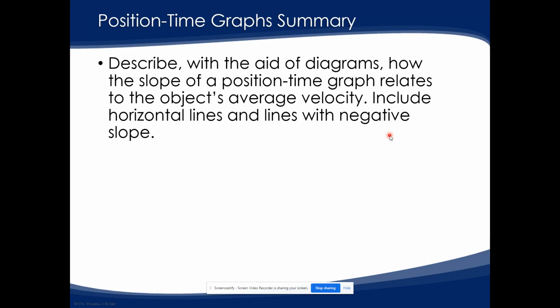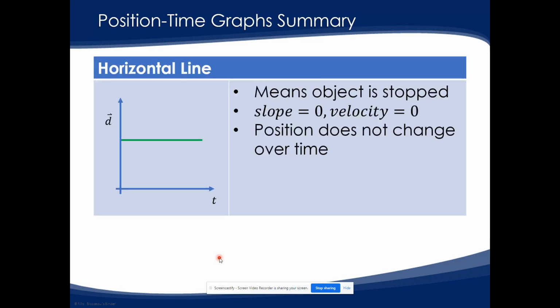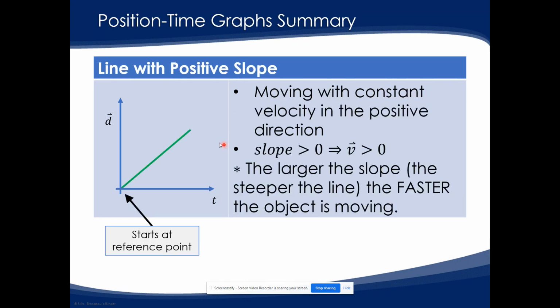So describe, using diagrams, how the slope of a position time graph relates to the object's average velocity. Include horizontal lines and lines with negative slope. So a horizontal line means that the object is stopped. The slope is 0, which means our velocity is 0, and the position is not changing no matter how much time is passing. A positive slope means that we're moving with a constant velocity in the positive direction. And the larger the slope, the steeper the line, the faster the object is moving. The steeper the hill for a car to roll down, the faster it will go.